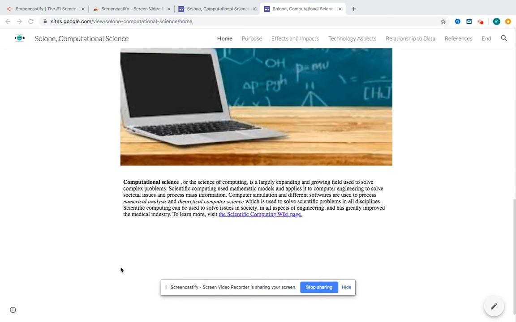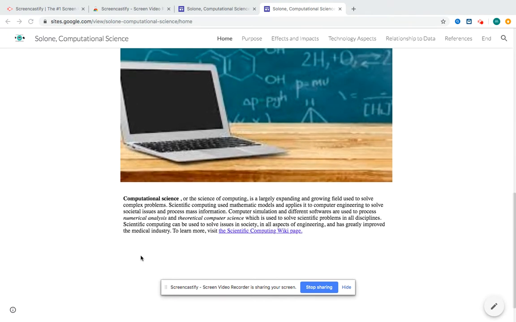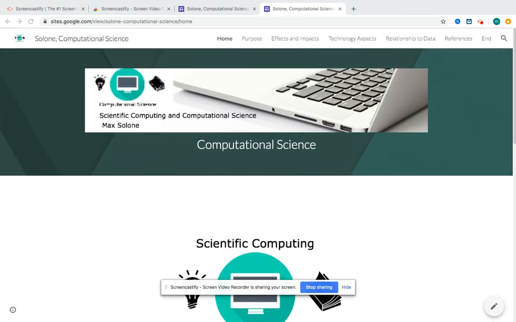Here's a little description of basically what my topic is about, what computer science and computer simulation is. Then I have the link to the wiki page embedded in. That's basically it for the first page.